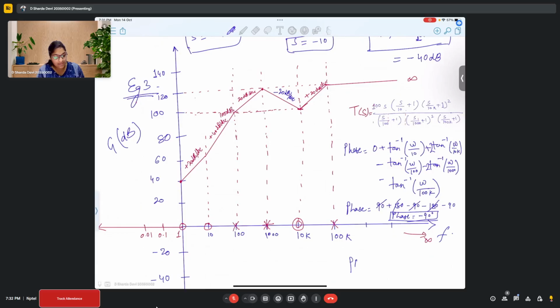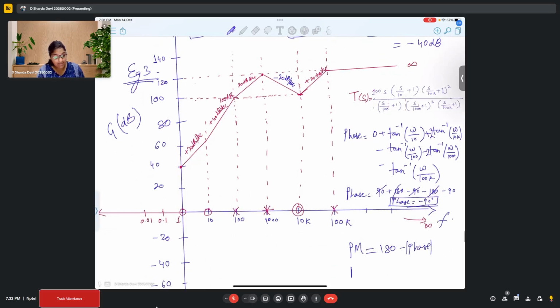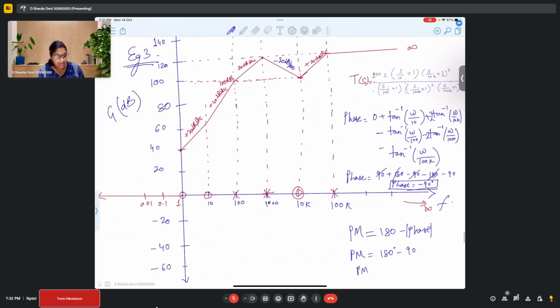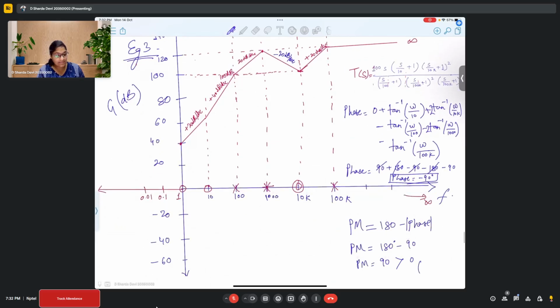Yes. So the phase margin is 180 minus the phase, correct? The phase margin that you obtain over here is 90 degrees, which is more than zero. So the system is stable.